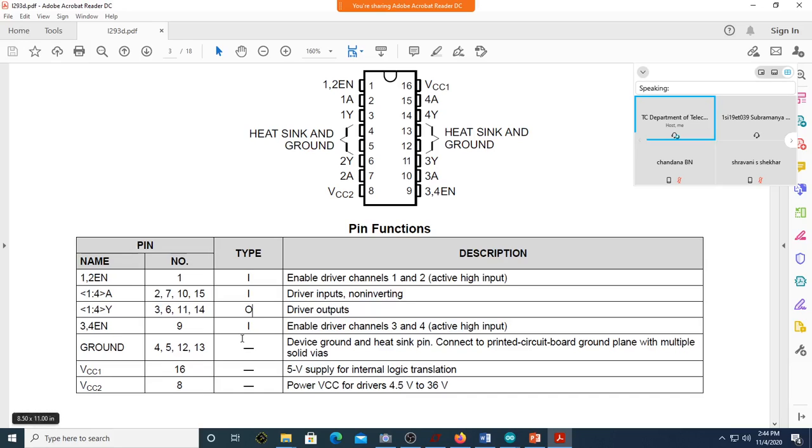We discussed this so and so. And then you can see ground, and VCC1, pin number 16. Maybe in Tinkercad you have supply 1, supply 2, or power 1, power 2. Power 1 is this VCC1, pin 16.